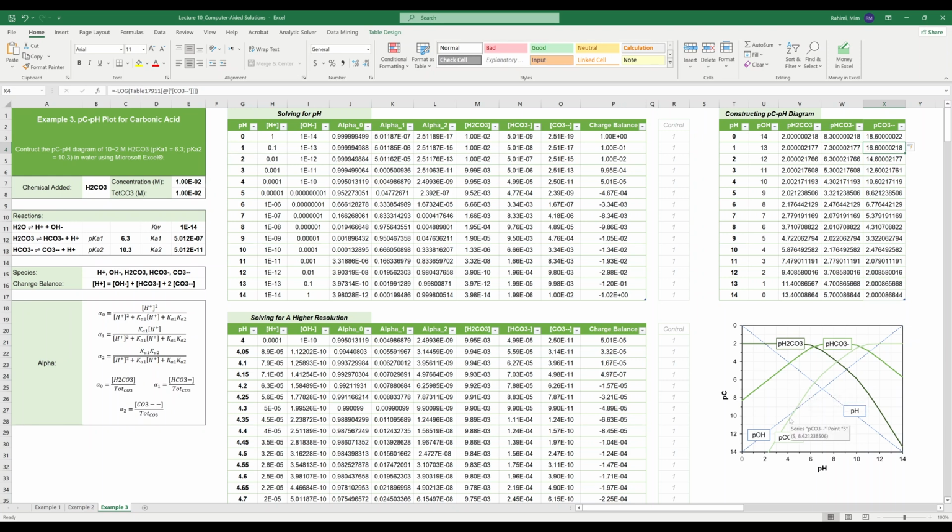So that was the rule that we used to construct it, using just back of the envelope calculation, but here this is the exact number with a resolution of 1 unit on the x-axis for this speciation of carbonic acid. So what we did in this example was first finding the pH for a diprotic acid, and then later constructing the PC-pH diagram. You also have the data here to construct the alpha versus pH diagram, something that, for example, we used in the first lecture of acid base.